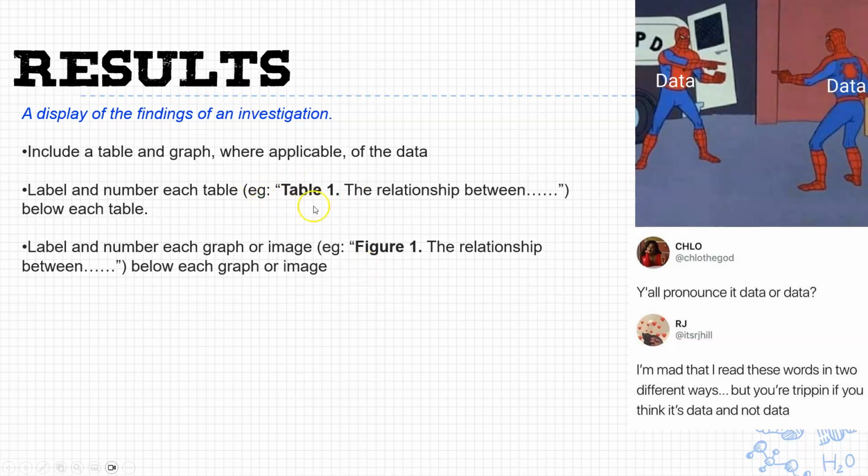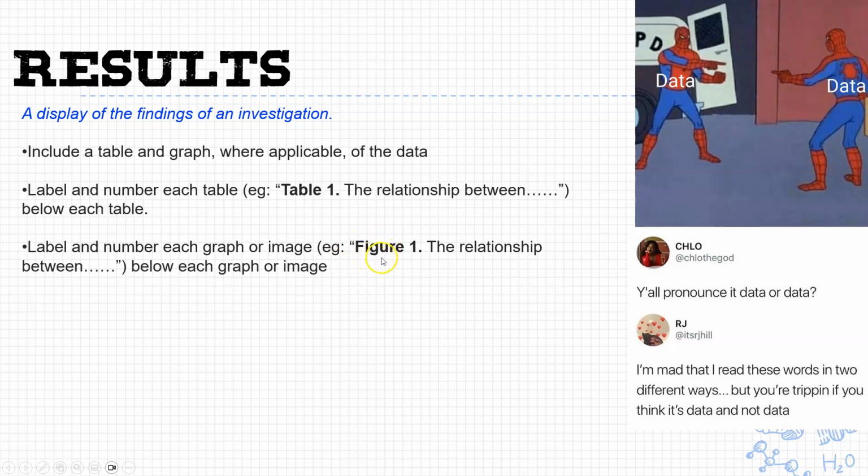And often we'll use this format. So you would start by numbering the first table, table 1, and then you would describe what it is. So we might say table 1, the relationship between the volume of water and the height of plant. This would go below the table. So in just a small font tucked underneath the table, we can see, all right, great, that's what that table is.